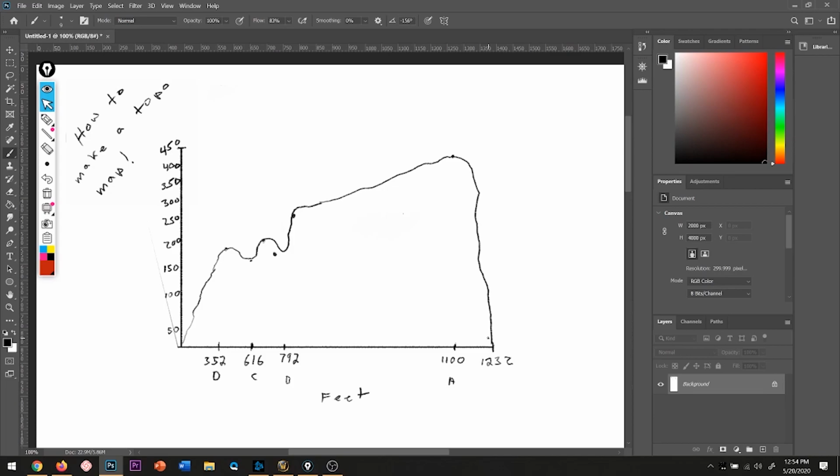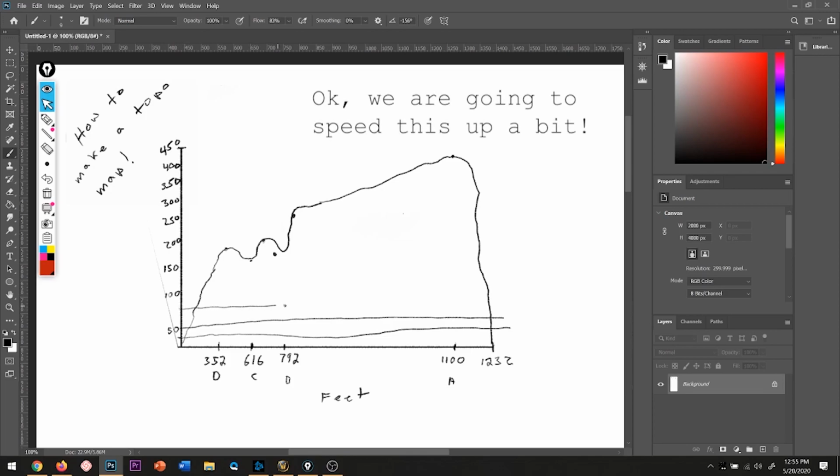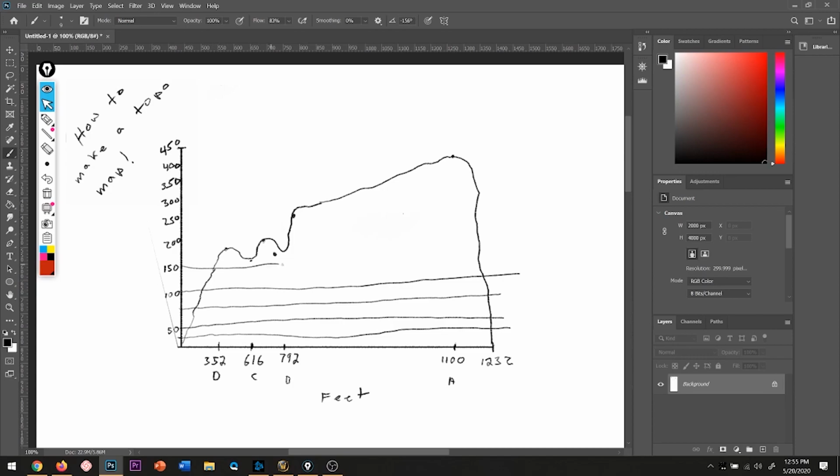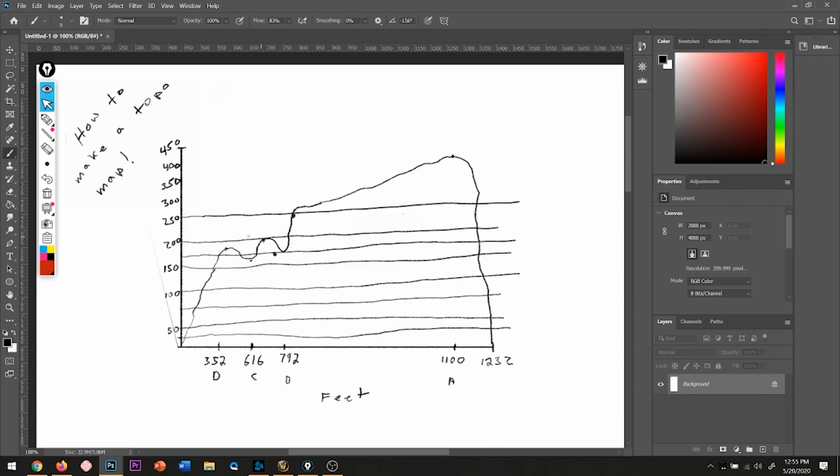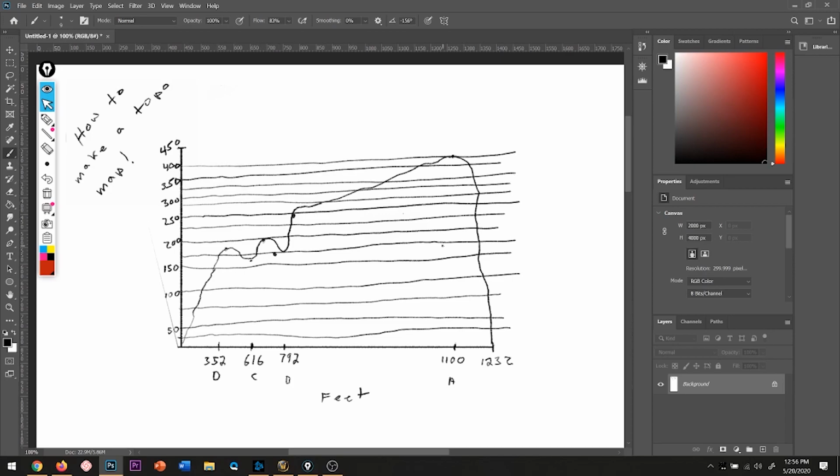So the next thing we need to do is figure out what our contour interval is going to be. So we have 450 feet. I'd say we're going to go every 25 feet. So what you want to do, put a mark, and then just every 25 feet, we'll draw a line. Going like you guys, not cheating using Photoshop. All right, let's go to 400. Close enough, because as you can see, my lines are angled.